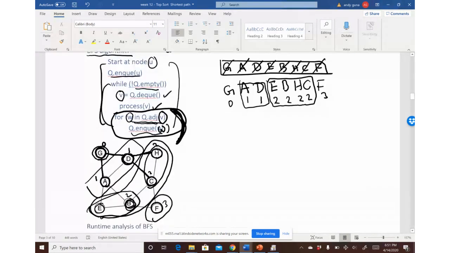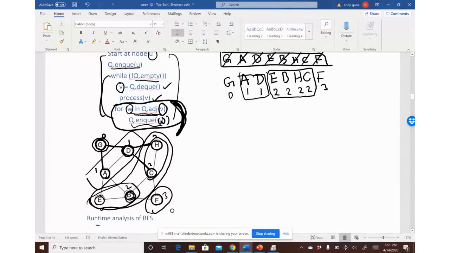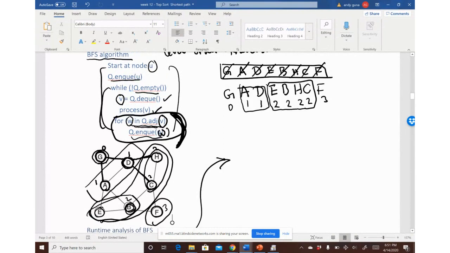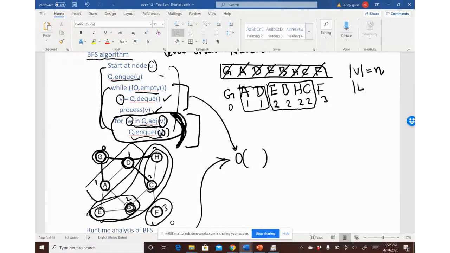So let's do runtime analysis of BFS. Okay, we want to do runtime analysis of BFS. If you look at this BFS, there are two loops. There's a loop here, and there's a loop here. And the first loop, how long is it going to run, if you assume that the number of vertices is n and the number of edges is e? So while q is not empty, how long is it going to run?